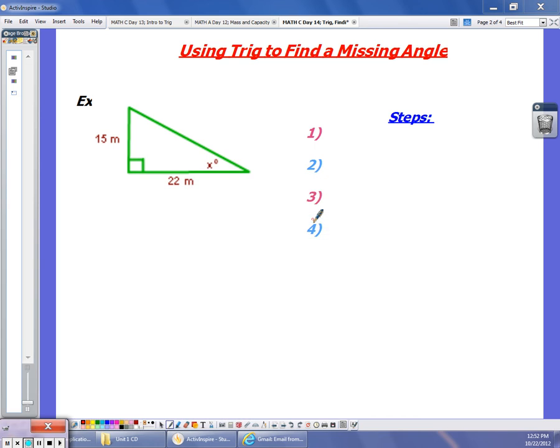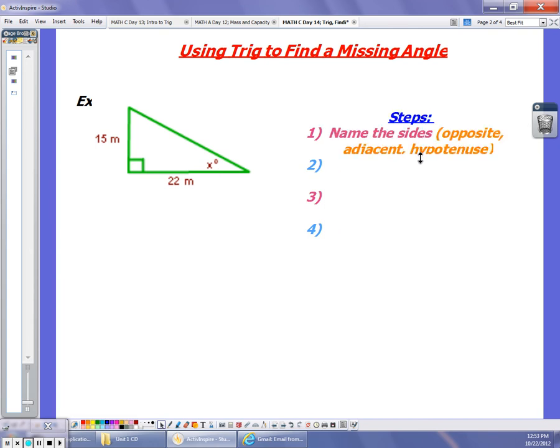Today we're going to go ahead and use trigonometry to find a missing angle in a right triangle. In this particular problem, we do have two of the sides, 15 meters and 22 meters. However, we are missing our angle, which is x degrees. We can quickly find that missing angle by following four simple steps.